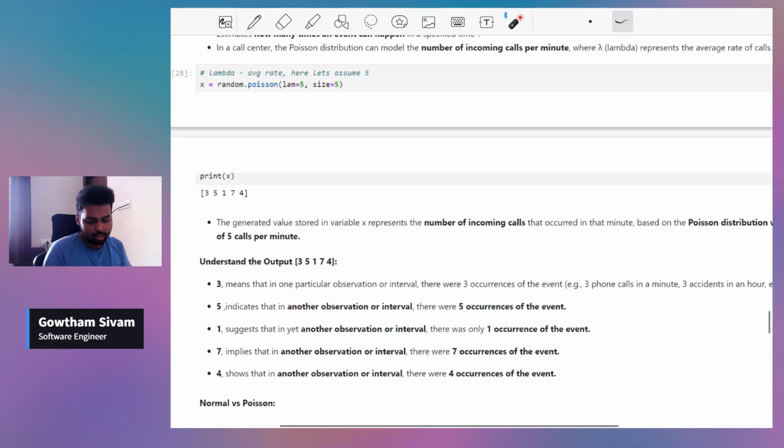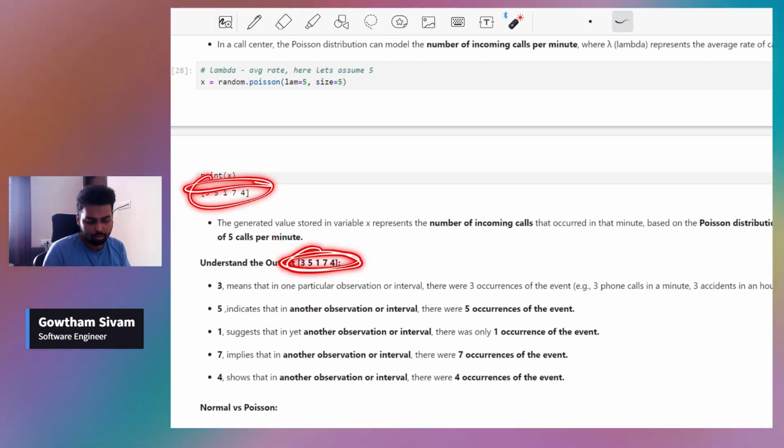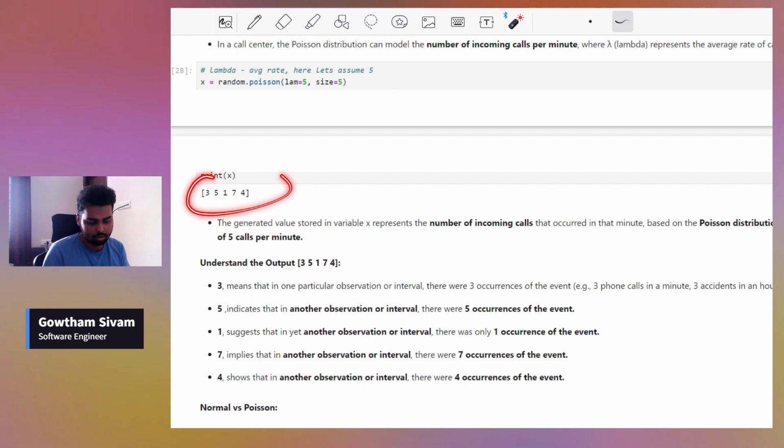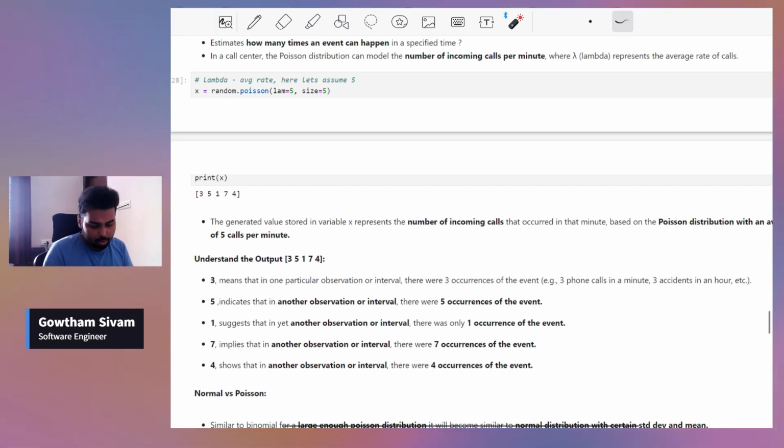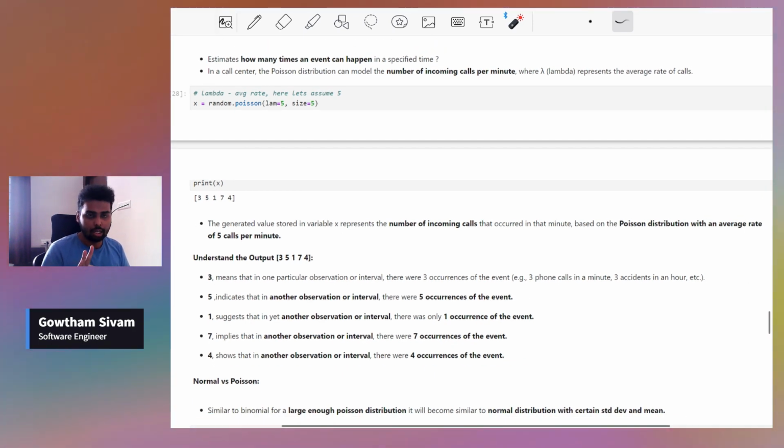Okay, that is understanding the output 3, 5, 1, 7, 4. What does this mean? 3 means that in one particular observation or one specific interval of time, there were 3 occurrences of the event, which means 3 calls in a minute, 3 accidents in an hour. Three events happened in that particular duration is what this 3 means. Next, 5 indicates that in another observation or interval there were 5 occurrences of the event. Next there were 1 occurrence, 7 occurrences, 4 occurrences. That is what this particular output means, and this is how you apply the Poisson distribution.